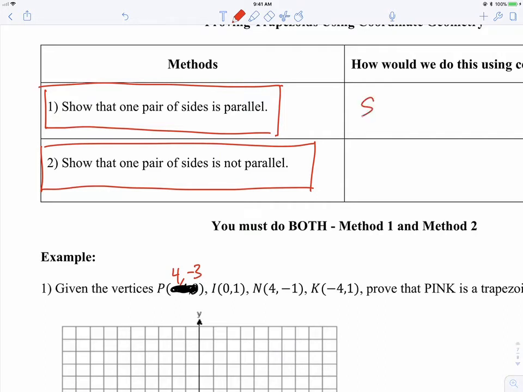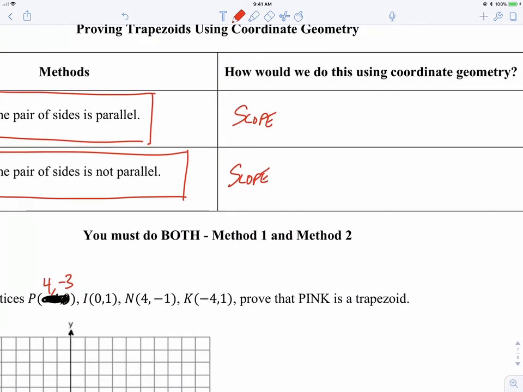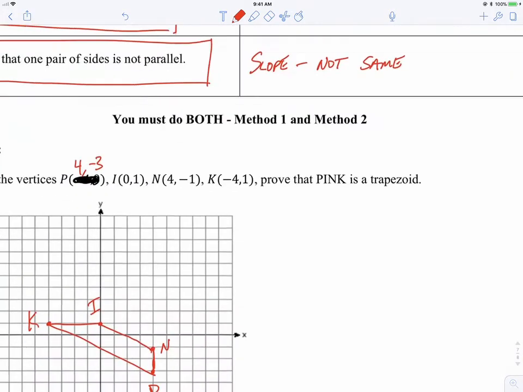Of course, the way we show that sides are parallel is through slope. So if we do the slope of all the sides, then we'll see if they're parallel. The slopes should be the same to make those parallel, and these slopes should not be the same. Doesn't matter what they are as long as they're not the same. And that would make it a trapezoid.